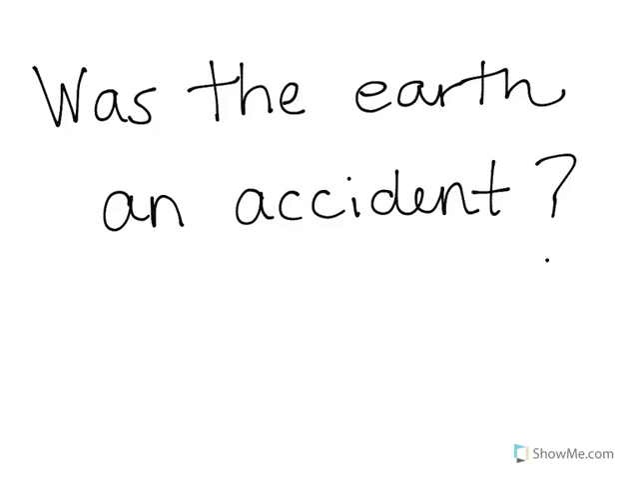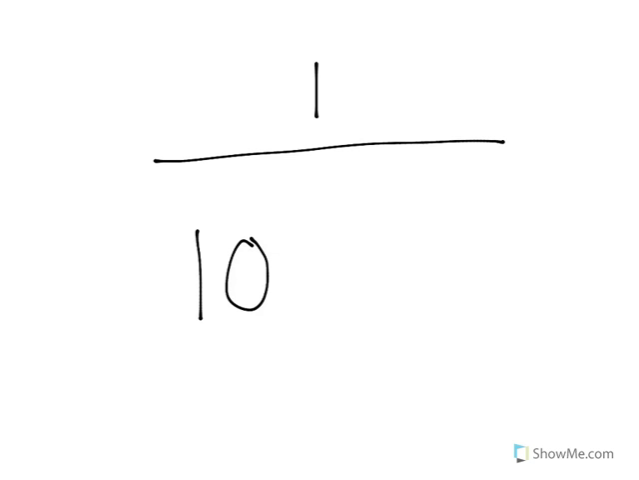So today we're here to discuss the probability that all the conditions needed to sustain life on Earth came together by chance. And so we're going to look at a very important number. And this number is 1 over 10 to the 10th power to the 123rd power.